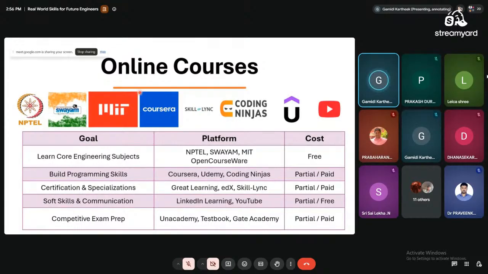Coursera is another platform where you can get a lot of skills required for the future. At the same time, core skills also you can get. Foreign university people will be teaching here. This is a little costly, 2600 to 3000. You will have weekly assignments and all. Skill Link is another platform. Coding Ninjas is another very good platform for learning coding skills.